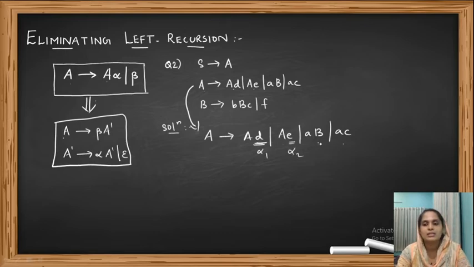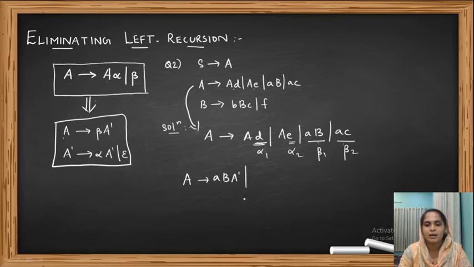And in the third and fourth terms, they don't start with capital A. So those two terms are our beta. So AB is beta 1 and AC is beta 2. Okay. So how can we write? Our format is A produces beta 1 A dash bar beta 2 A dash, right? So beta 1 is AB, so AB A dash bar beta 2 A dash. Beta 2 is AC, so AC A dash.